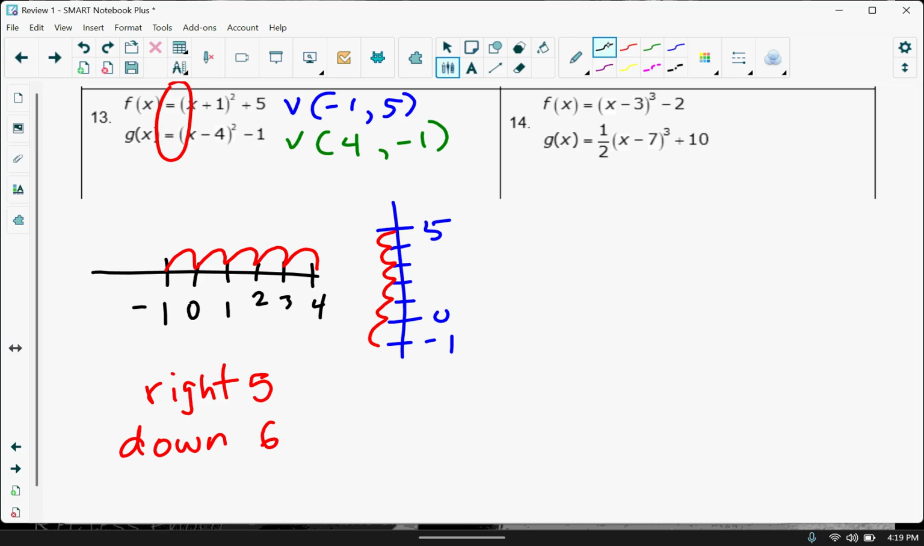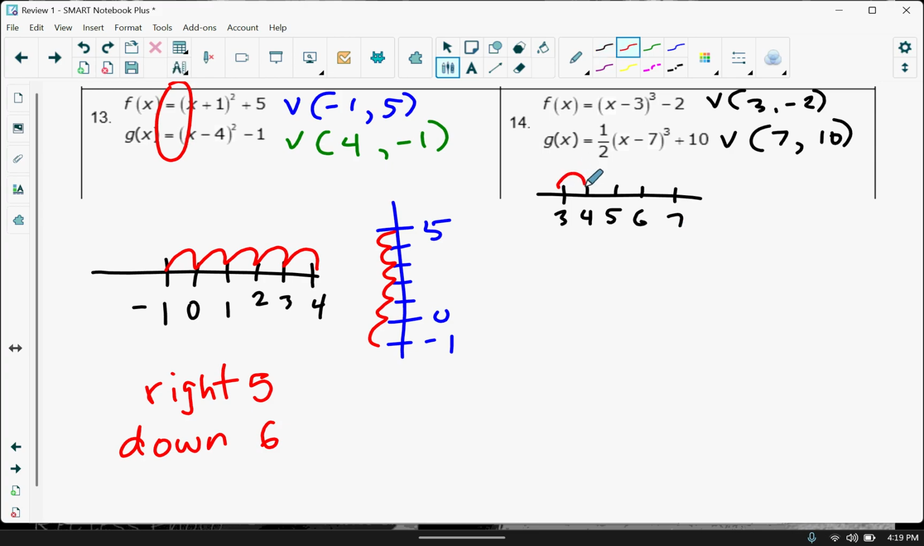Okay, we're going to do that again for the next one. Let's find the vertex first. The vertex is at 3, -2. And the second vertex is at 7, 10. Okay, so x-axis first. I'm starting at 3, and I'm going to 7. So here's 4, 5, 6, 7. So I'm actually moving to the right, 2, 3, 4. So my first answer is right 4.